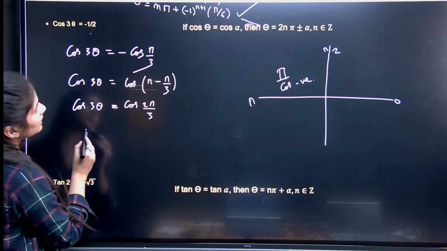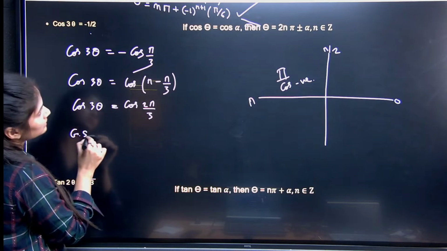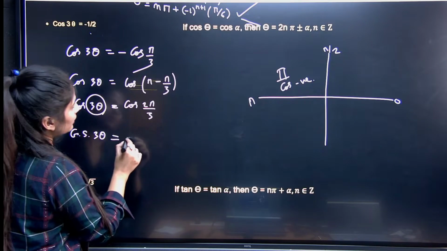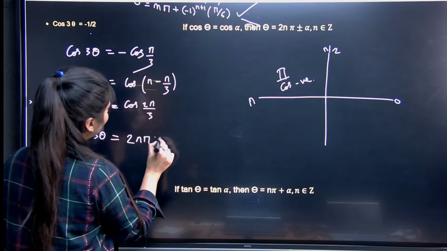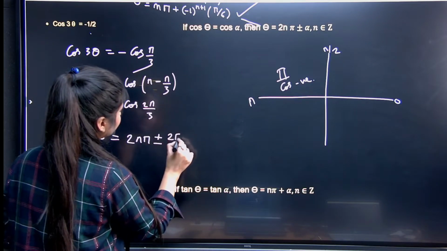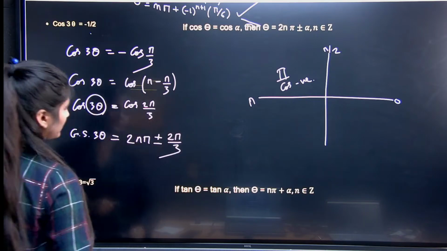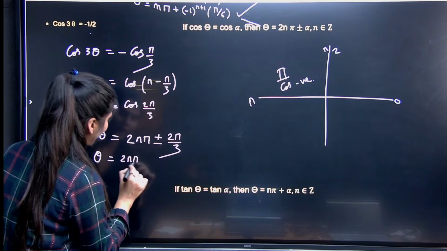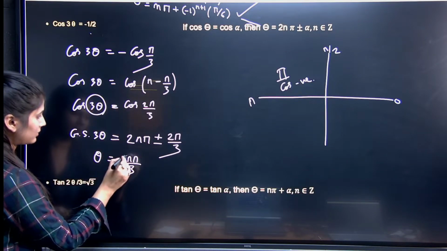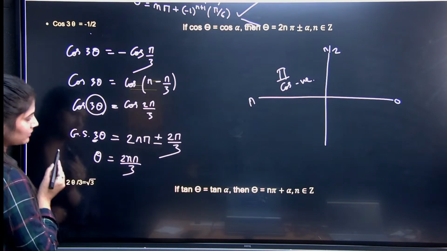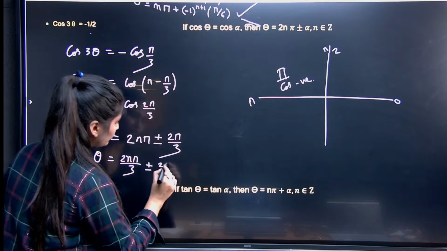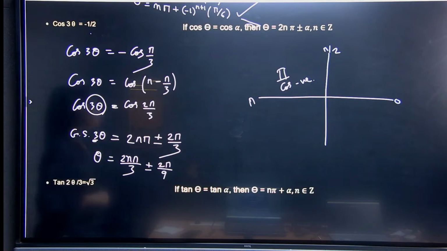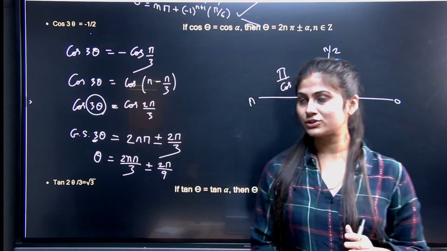Okay, so its general solution is theta, here 3 theta is the theta. Theta is equal to 2n pi plus minus alpha. Okay, now theta is equal to 2n pi by 3 plus minus 2 pi by 3 into 3, that is 9. Okay, so this is the quadrant rule.